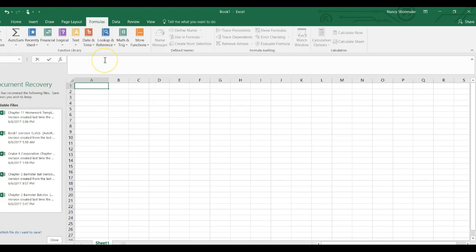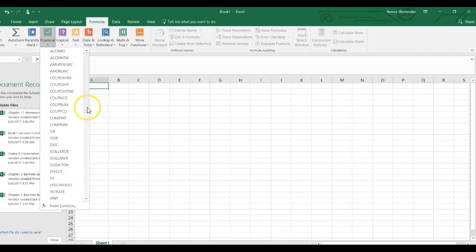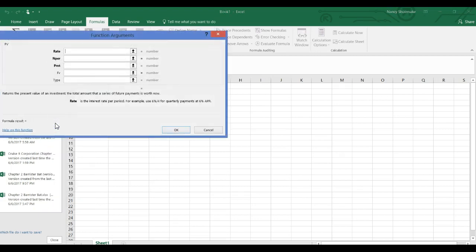I'm going to show you an example of how this works through Excel. We're going to use the financial equation for present value. Now it asks us for the rate. The interest rate is 3%. The number of periods, remember it's 10 years semi-annually, so it's 20 periods. The payment is $910,000, the interest payment.